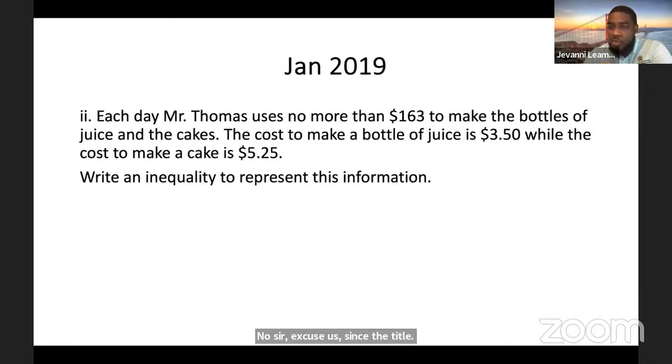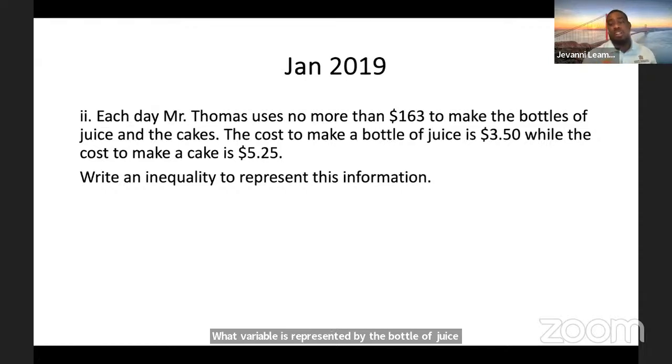So when it says no more than $163, what inequality symbol or sign should I be using? Okay, good. So that's one thing to note. And what is the cost to make a bottle of juice? What variable is represented by the bottle of juice? That's going to be what? X.